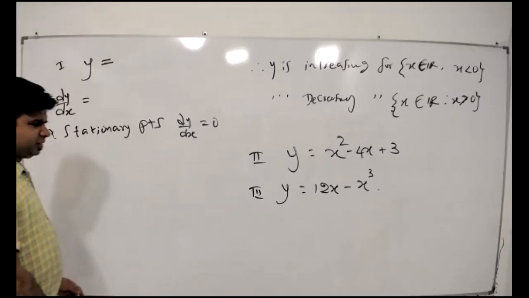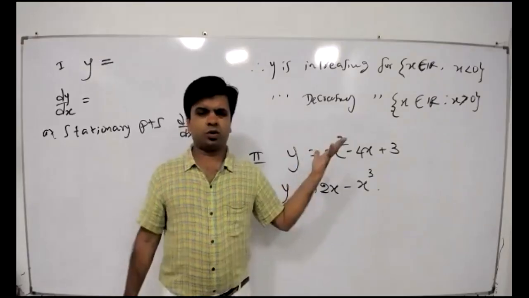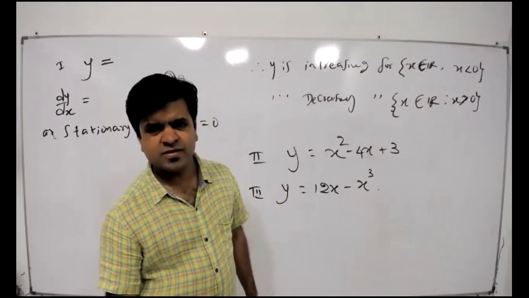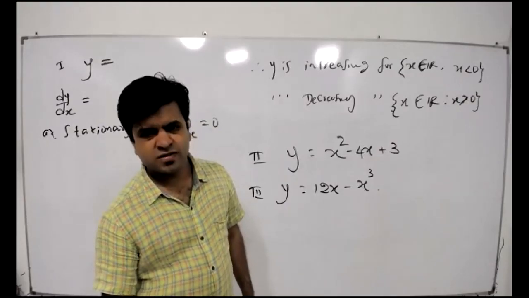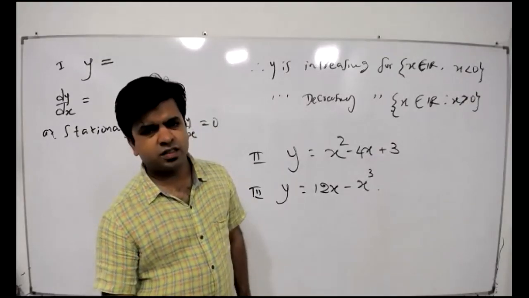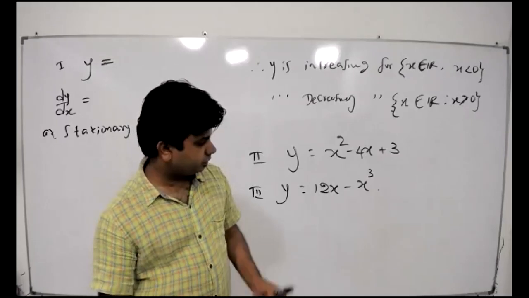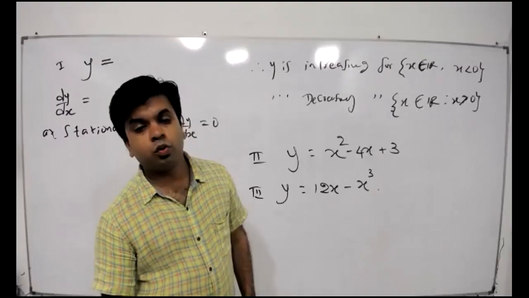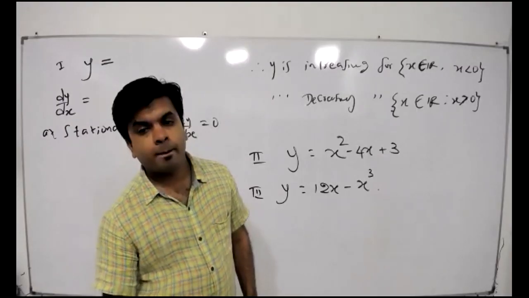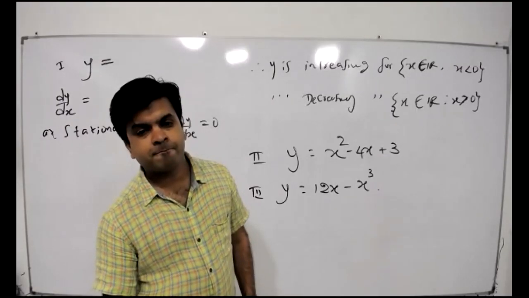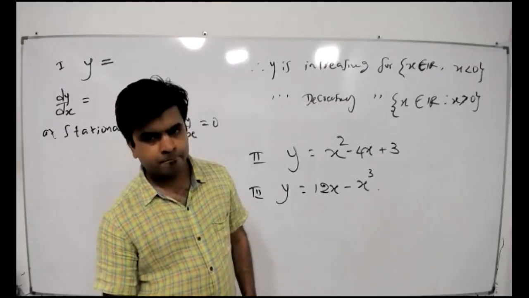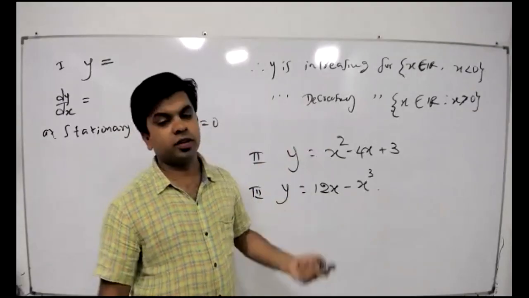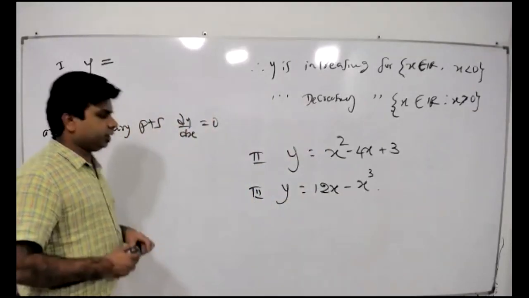I think the second part is okay. Raise your hand those who have found the increasing and decreasing ranges quickly. What is the increasing range? For x greater than 2. For x greater than 2, the function is increasing. For x lesser than 2, the function is decreasing.